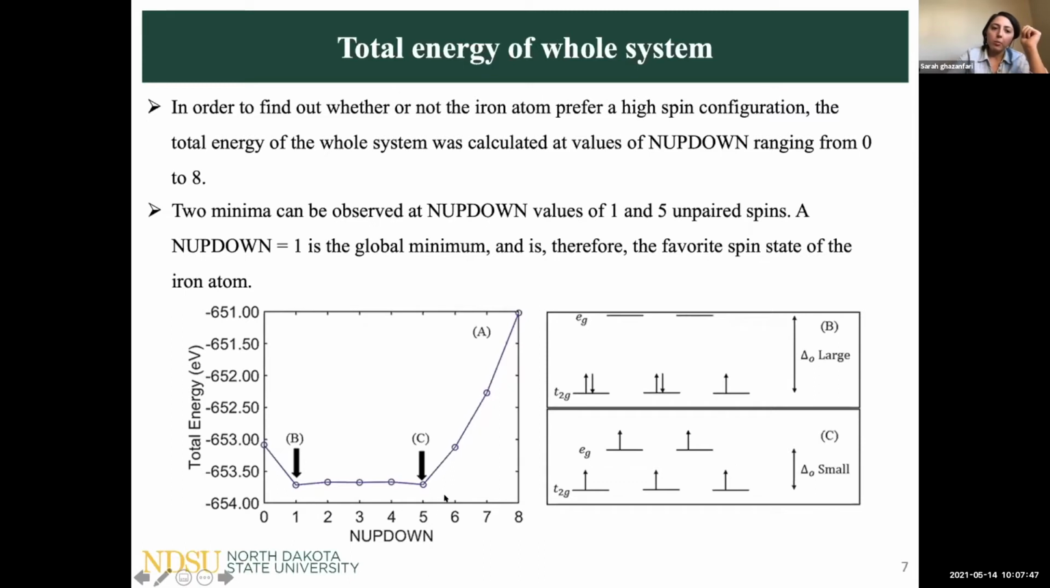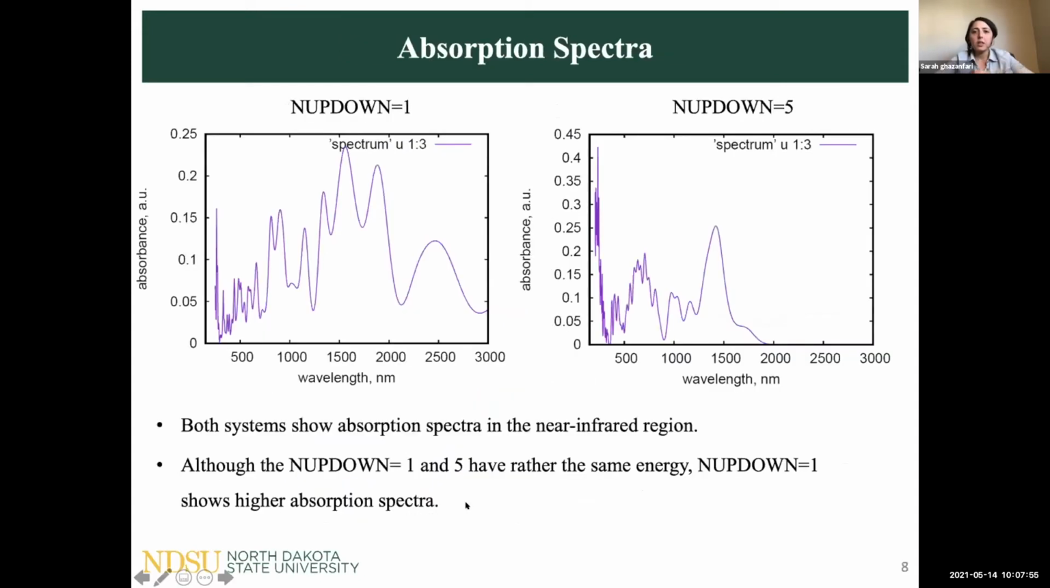After that, I'm going to plot the absorption spectra for n up down equal to 1 and 5. As you can see, both systems show absorption in the near infrared region. And for n up down equal to 1, we can see that it has a higher absorption than n up down equal to 5.